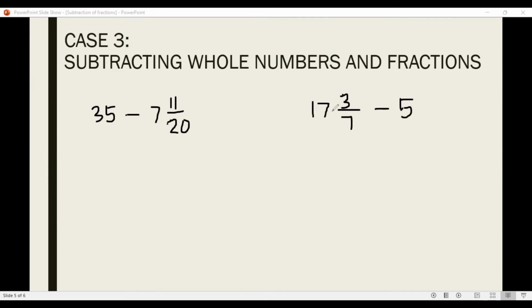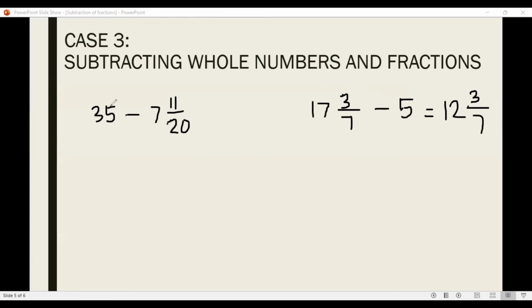Remember, when you have 17 and 3 over 7 minus 5, the only concern that you will be having here is the whole number. So 17 minus 5, we don't have any problem because there is no fractional part in 5, which means that this will simply be equivalent to 12 and 3 over 7. So 12 and 3 over 7 is already the answer. As simple as that. Because if you are going to check by the opposite operation, we could just add the 12 and 5. That is equivalent now to 17 and 3 sevenths, which is actually the existing fraction.